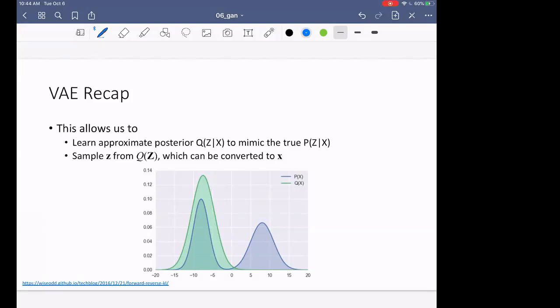So for Q(Z given X), we typically use a parametrized model such as neural networks. So we use neural networks to learn a posterior that mimics the true posterior. And after we have successfully trained the VAE system, we can sample from Q(Z), which can be converted to X.